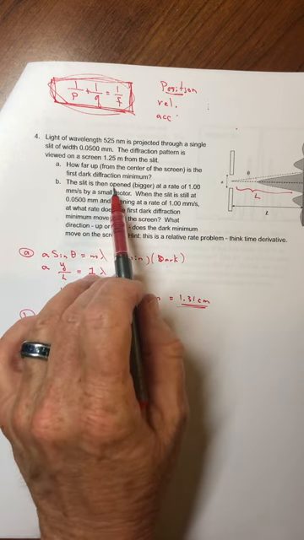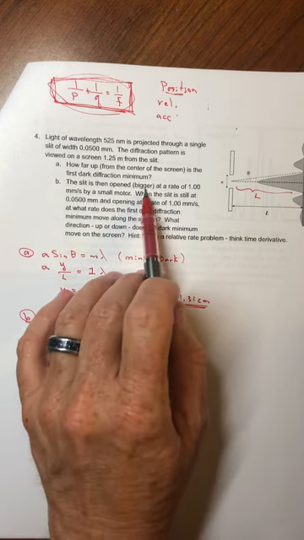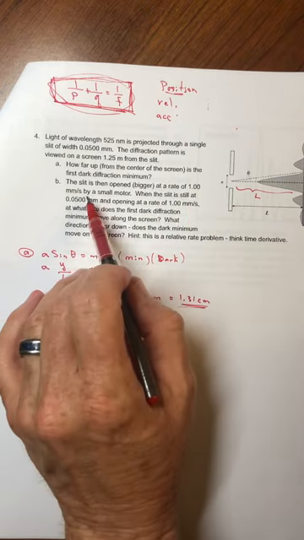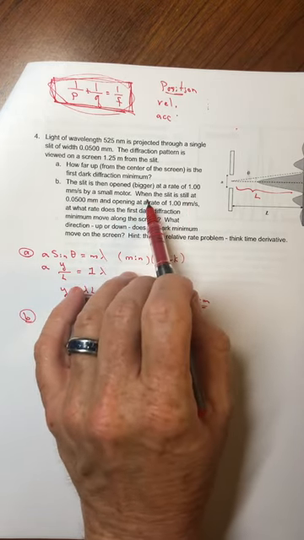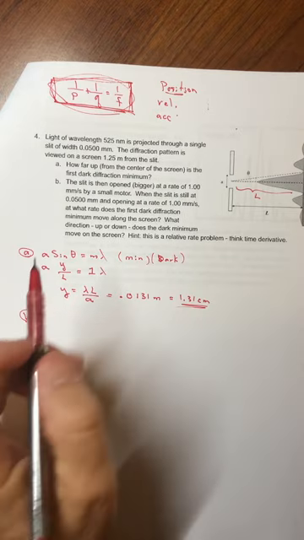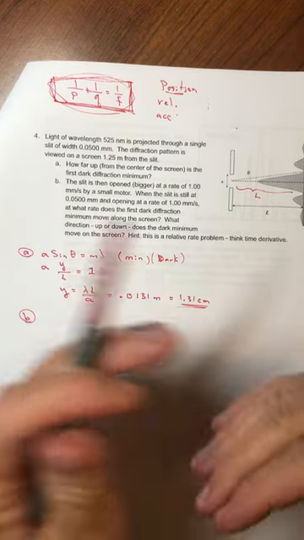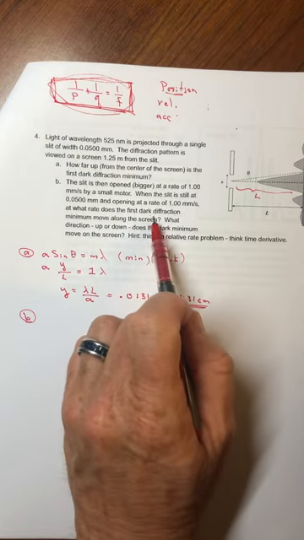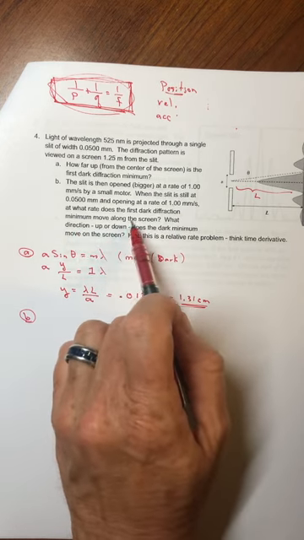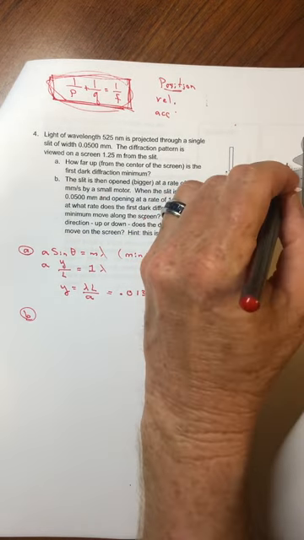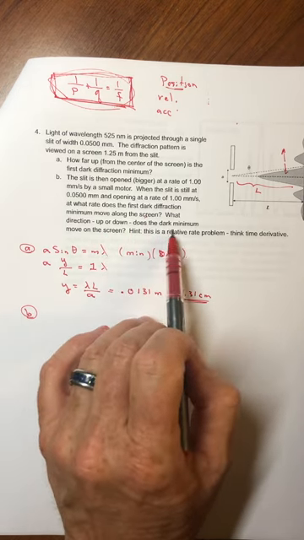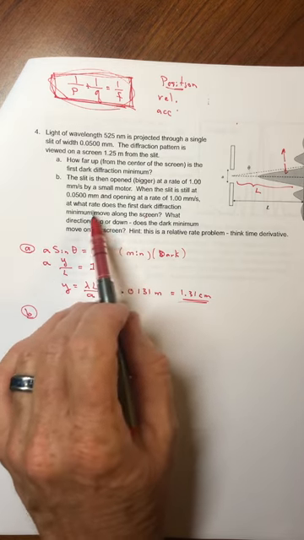It says the slit is then opened, making it bigger, and it gives you the rate. So this is telling you how a changes with time. This is 1 millimeter per second, and it's being opened by a small motor. When the slit is still at this position, so it's got to have some position, and then it's in the process of opening, it is now opening at this rate. At what rate does the first dark diffraction minimum move on the screen? In other words, will the dark spot move up or down as this opens up? What direction, up or down, does the dark spot move on the screen? So it's asking for both what rate and what direction.